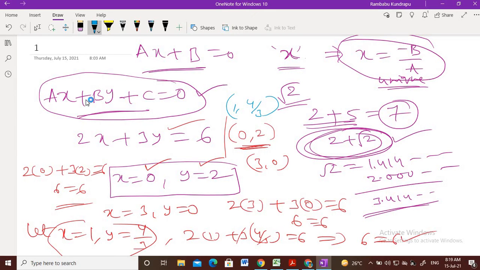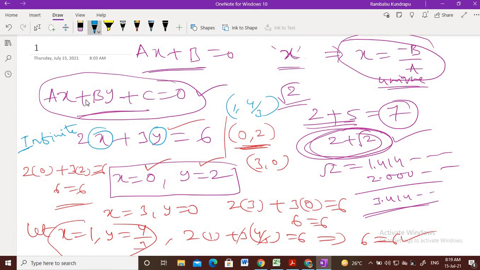When you take, for example, x is equal to 0, to satisfy this equation the corresponding value of y would be 2. That means (0, 2). When you take x is equal to 1, y would be 4 by 3. Like that, when x is equal to 2 something, y would be 2 by 3. That means there are infinite number of possibilities for x, and the corresponding y values are also there. That is where there are infinite number of solutions.